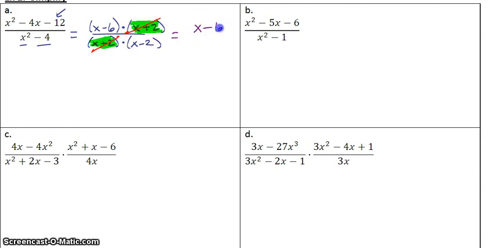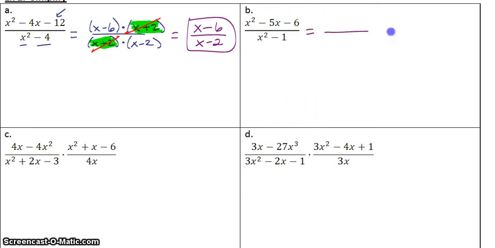And so your final answer is x minus 6 over x minus 2. And we are done. There's no common factors. And remember, I can't cancel it any further because it's just a plus and minus sign. So basically every single time, this is what it's going to be similar to.